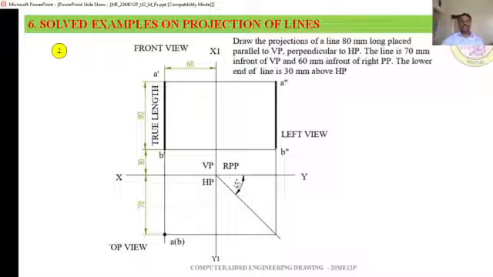You have already drawn the front and top view. Now you are showing, and this line is 60 mm. If you look at this end from x1 y1, it is 60 mm apart, or 60 mm in front of the right PP. Similarly, locate this right profile plane, 60 mm apart from this end.